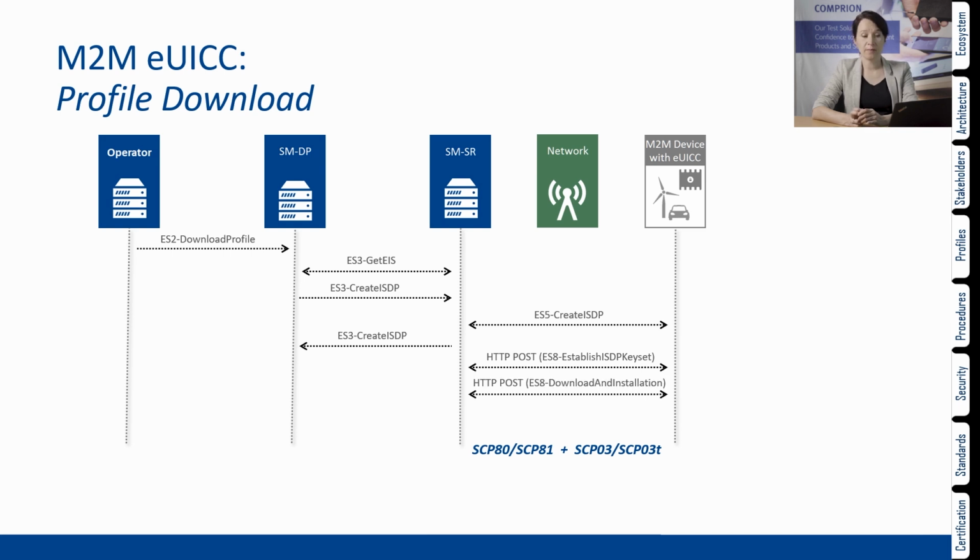Okay, then the final download. Now here you can see the SCP-03 or 03T for the encryption of the profile itself, used on this ES8 interface. And again, the actual encryption between the SM-SR and the eUICC is using SCP-80 or 81, or SMS, HTTPS. As I said, notifications or status information are sent back, so the profile download is completed, and back to the operator.